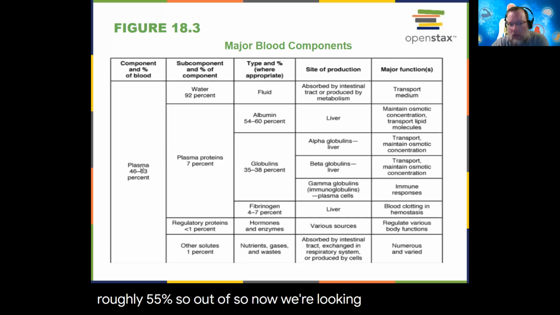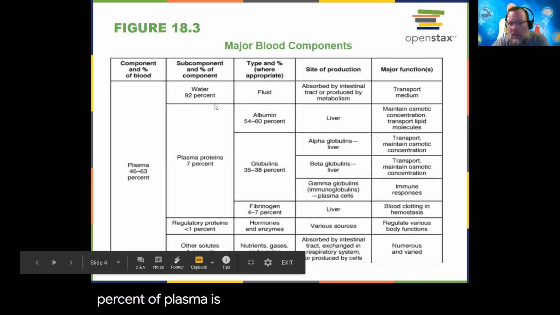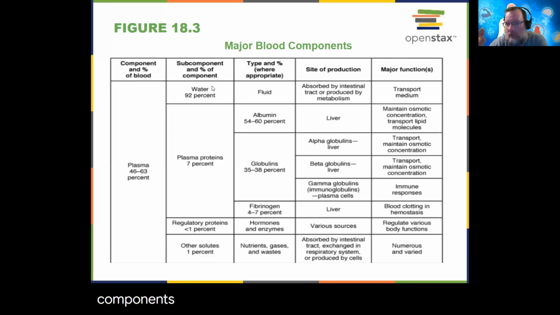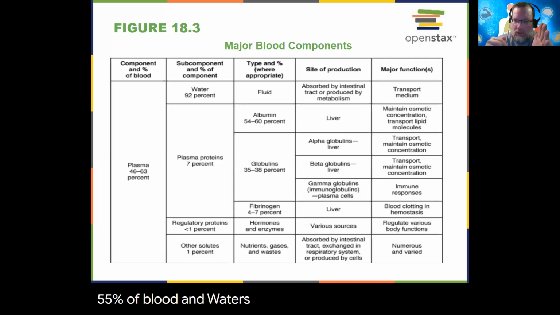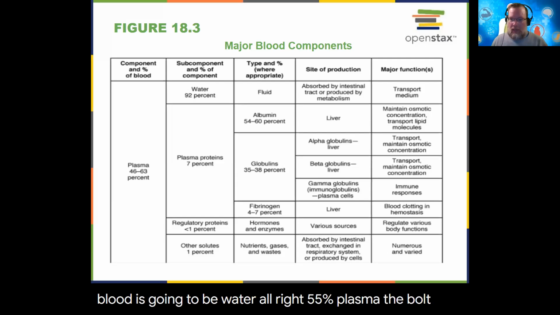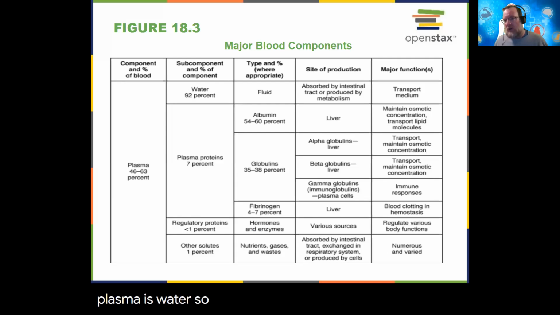So now we're looking at 100% of plasma, which is going to be 92% water. So most of the components of plasma is water. If plasma is 55% of blood, and water's 92% of that 55%, then it's probably safe to say that roughly 50% of your blood is going to be water, right? 55% is plasma. The bulk of plasma is water. So roughly 50 to 55% of your blood is just water.